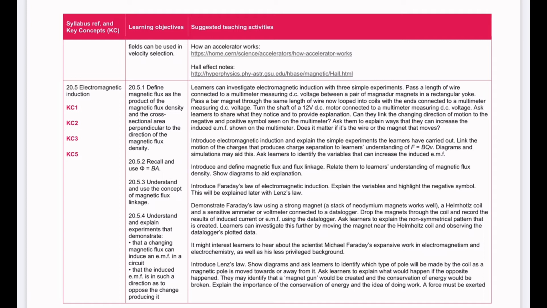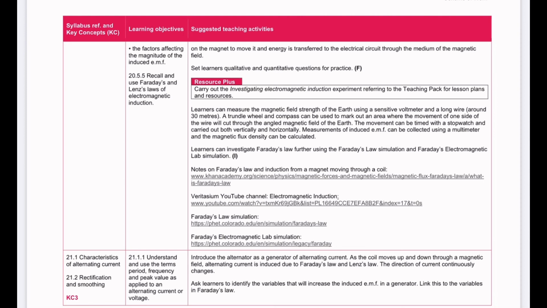20.5.4. Understand and explain experiments that demonstrate that a changing magnetic flux can induce an EMF in a circuit, and that the induced EMF is in such a direction as to oppose the change producing it. Know the factors affecting the magnitude of the induced EMF. 20.5.5. Recall and use Faraday's and Lenz's laws of electromagnetic induction.